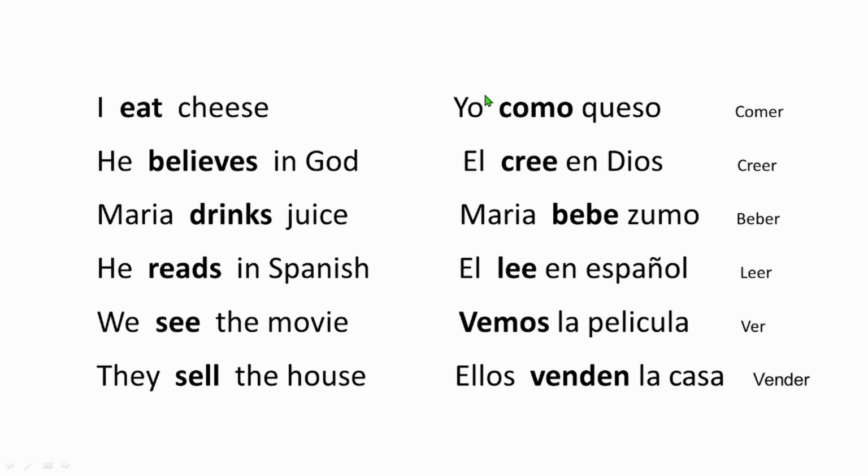Now, even if you want, you can drop yo, él, and so on. Like if I just say como queso, it also means I eat cheese. Como itself means I eat. Yo, we can put it, but it's not necessary. Actually, in Spain, people usually don't put yo, ellos, nothing. If they sell the house, they simply say venden la casa. They put the pronoun just to emphasize in those cases.